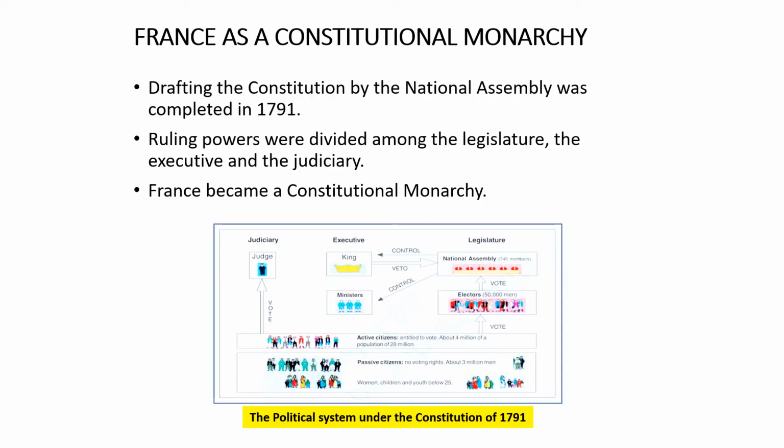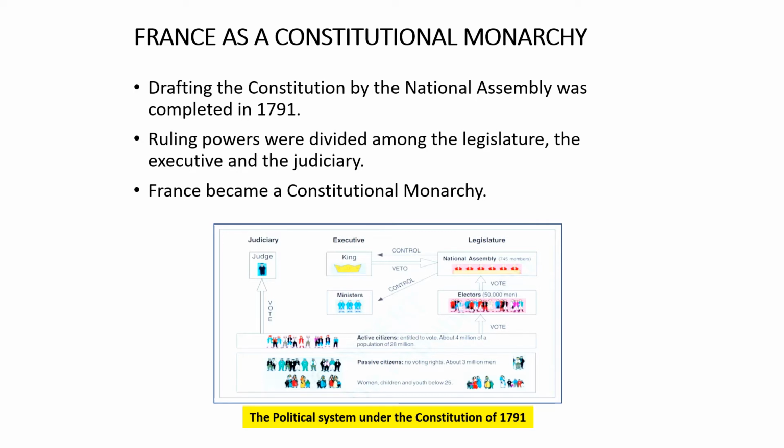France as a constitutional monarchy. In 1791, the National Assembly completed the draft of the Constitution. The main objective of drafting the Constitution was limiting the powers of the monarch. Thus, under this objective, the Constitution divided the ruling powers into three sections, that is, the legislature, the executive, and the judiciary. During the time, the king had to sign the constitution as the political situation was not good, and his power and authority had to be diluted to calm down the situation.